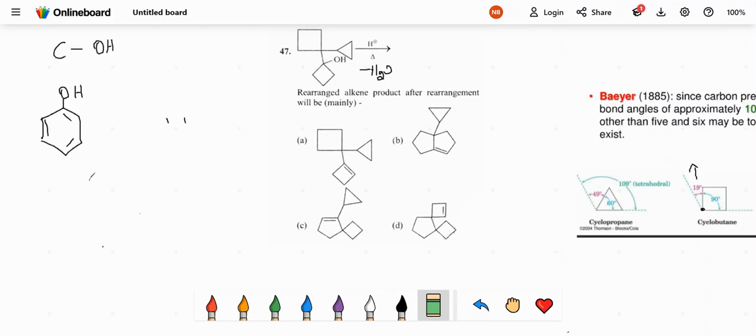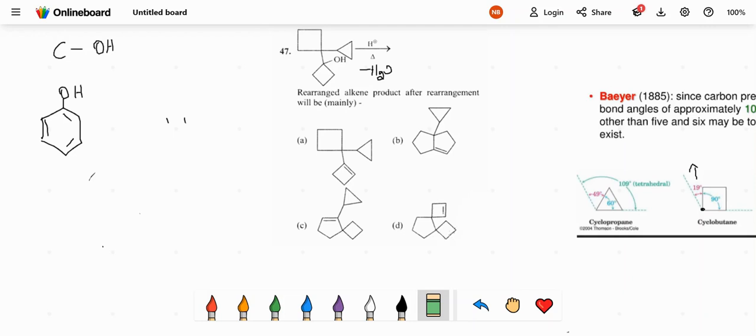Hi students, today we are going to solve one organic question. Whenever you see this type of structural question in organic chemistry, you get fear, right? Okay, let us solve this one. This will be an easy one. After solving this one, you can feel that.